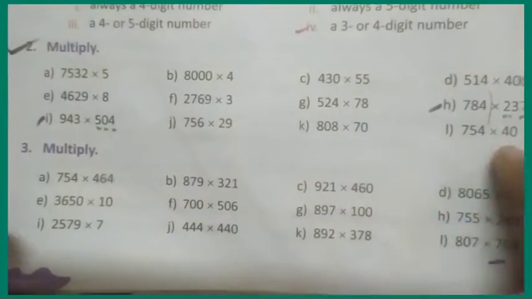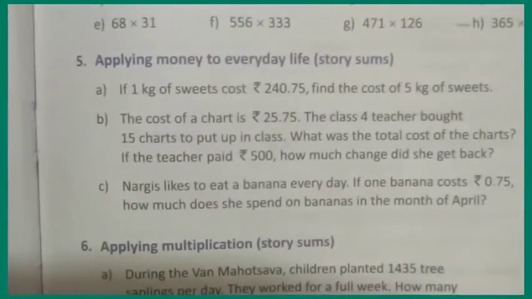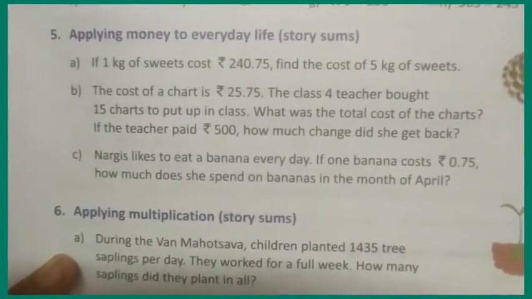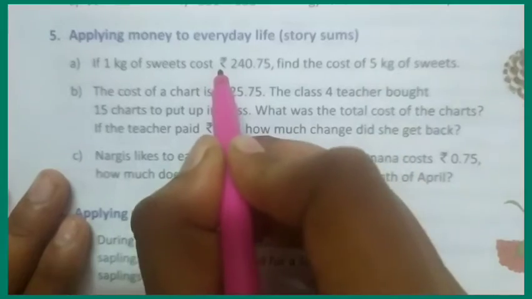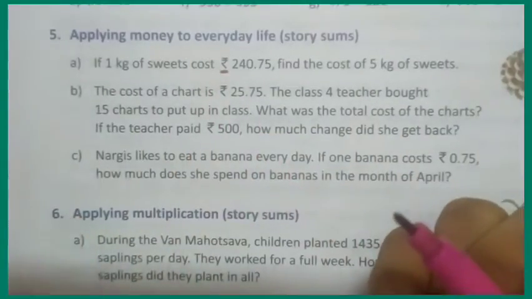The second, third and fourth bit I have given as homework already. Now I will explain fifth bit. Okay. Applying money to everyday life. Yes. What is this? This is the rupee symbol. Okay.